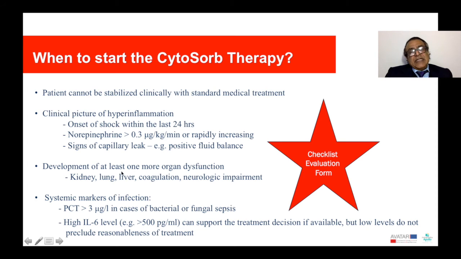The development of more than one organ dysfunction, whichever you start appreciating, whether coagulation, liver, kidney, lung, or neurological. Or you can sometimes pick up biochemical parameters like procalcitonin more than 3 microgram per liter, particularly in bacterial infections, or if the IL-6 level goes up more than 500 picograms per ml.